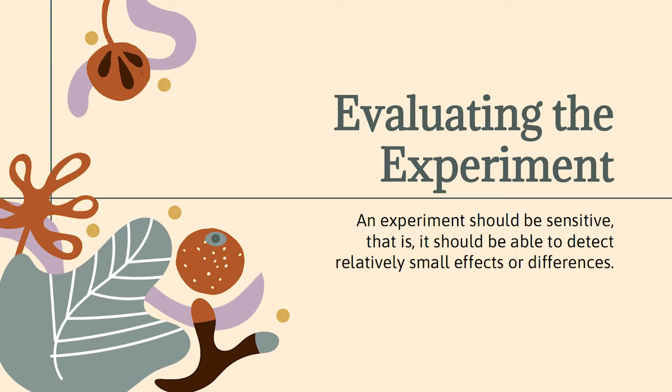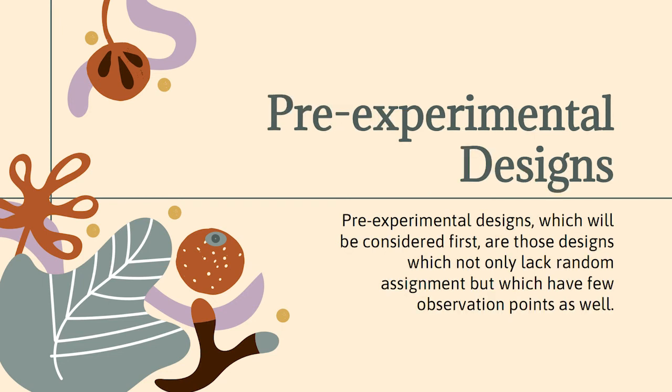Evaluating the experiment. An experiment should be sensitive, that is, it should be able to detect relatively small effects or differences. Increasing the number of subjects and exerting additional control can help to increase sensitivity. Pre-experimental designs. Pre-experimental designs, which will be considered first, are those designs which not only lack random assignment but which have few observation points as well. A few examples of pre-experimental designs follow.